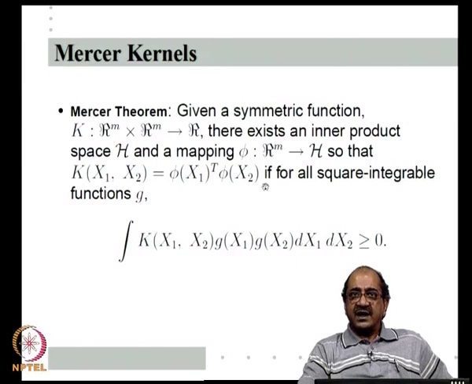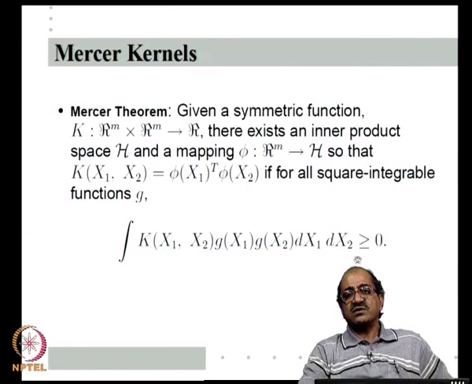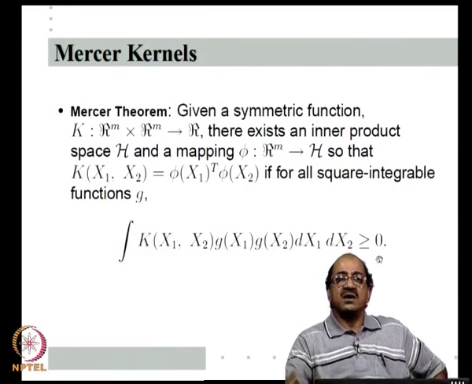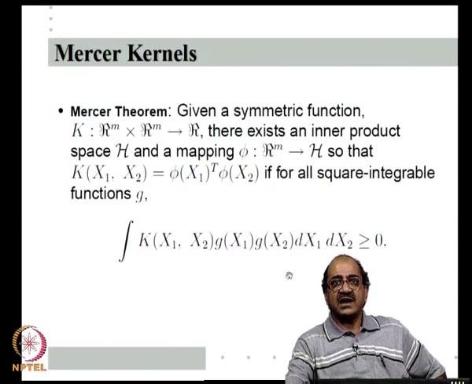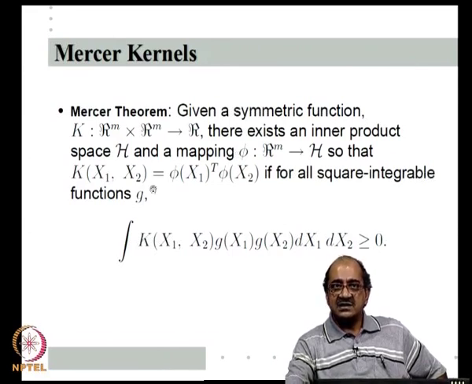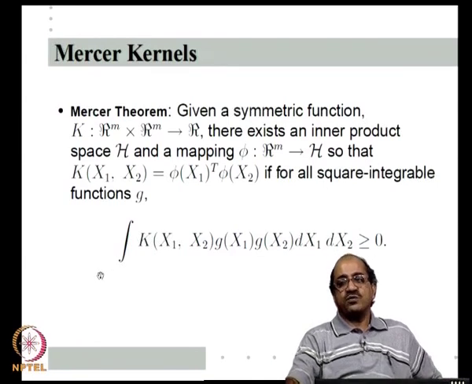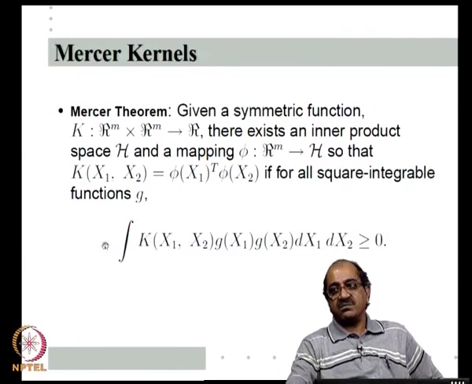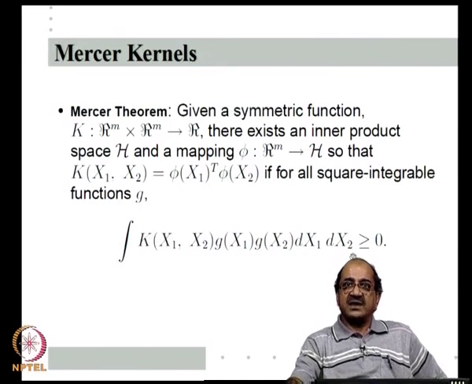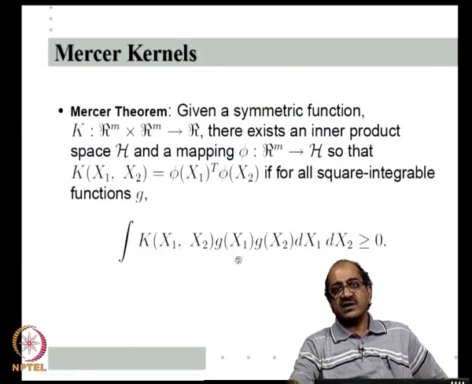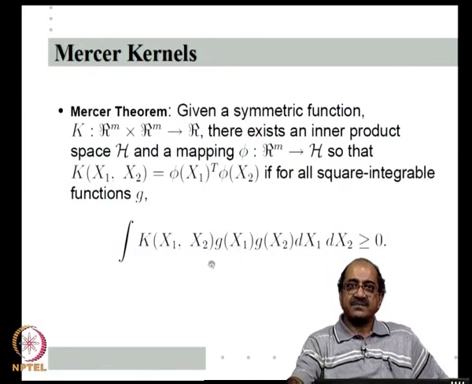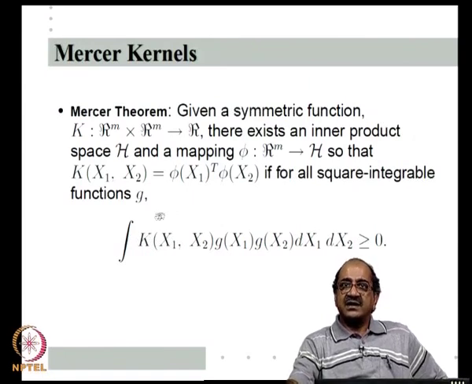Such a thing is true if k satisfies the following: for all square integrable functions g, the integral of k(x1, x2) g(x1) g(x2) dx1 dx2 should be greater than or equal to 0. Because x1 and x2 are m dimensional vectors, this is a double integral over Rm cross Rm. Because there is a dx1, that is one integral over Rm, and dx2 another integral over Rm. g is a square integrable function, meaning the integral of g squared x dx is less than infinity. So, given any such g, k should satisfy this.